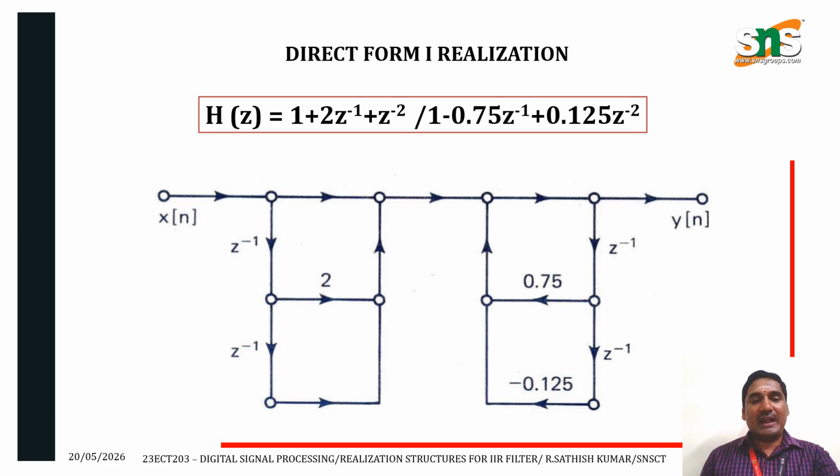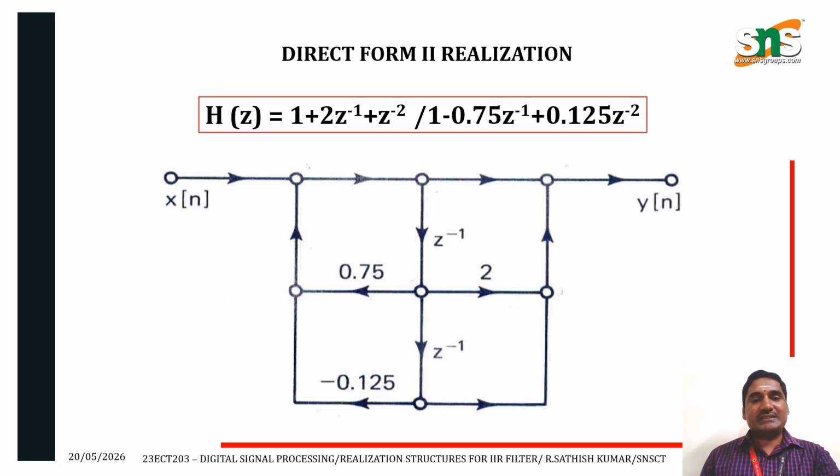X of n multiplied with z inverse, we can get 2 into z inverse, multiplied with z inverse again, we can get z power minus 2. Y of n multiplied with z inverse, we can get 0.75 into z inverse, again multiplied with z inverse, we can get 0.125 into z power minus 2.